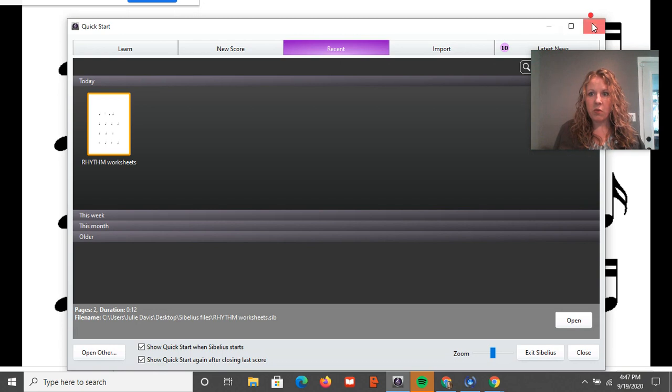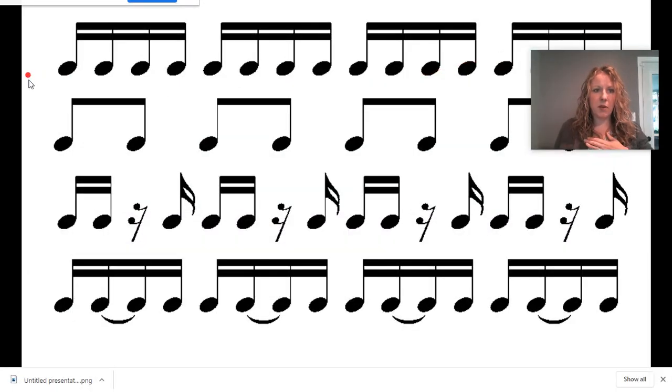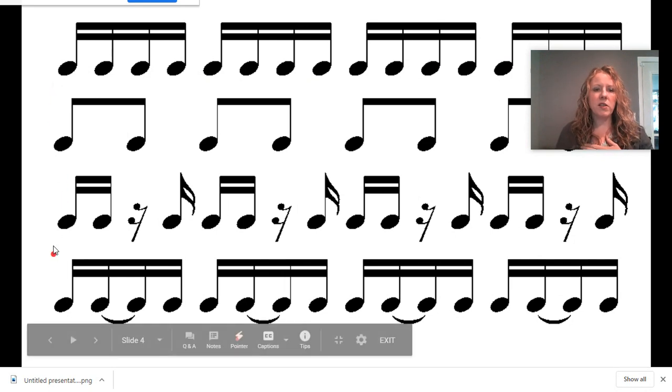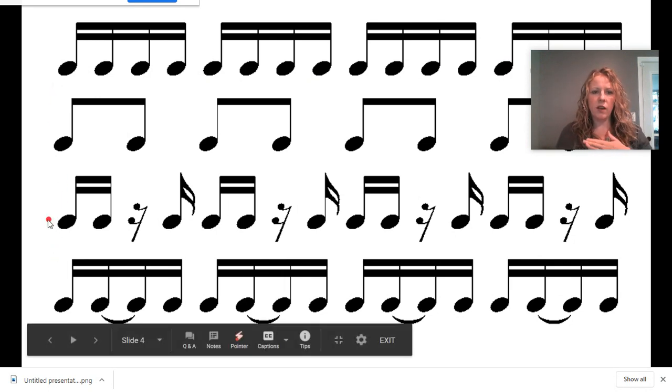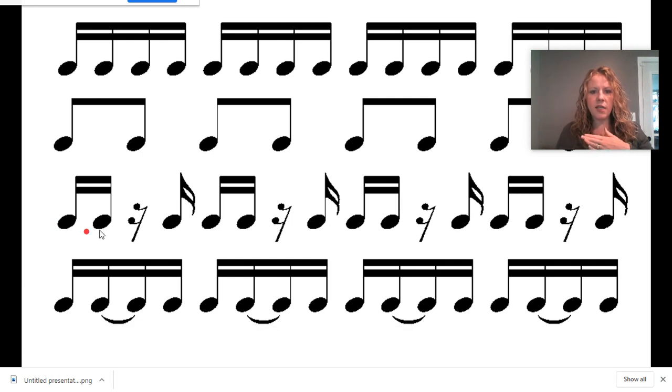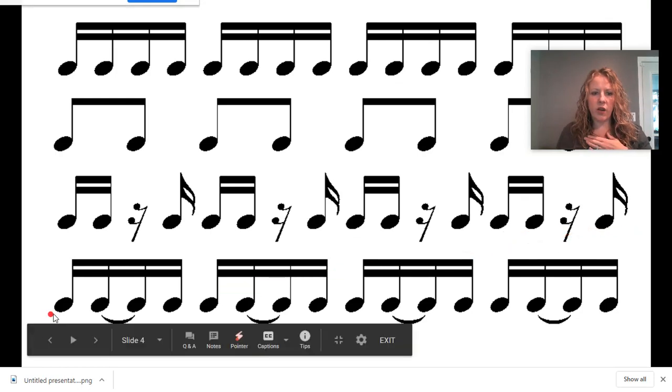Just closing out some other windows so that maybe I'll stop lagging as much. Here we go. Line 1. Actually, let's practice lines 3 and 4 together first. Ready? 2, ready, go. D, D, D, D, D, D, D, D, D, D, D, D. Now try line 4. D, T, D, D, T, D, D, T, D, D, T, D.